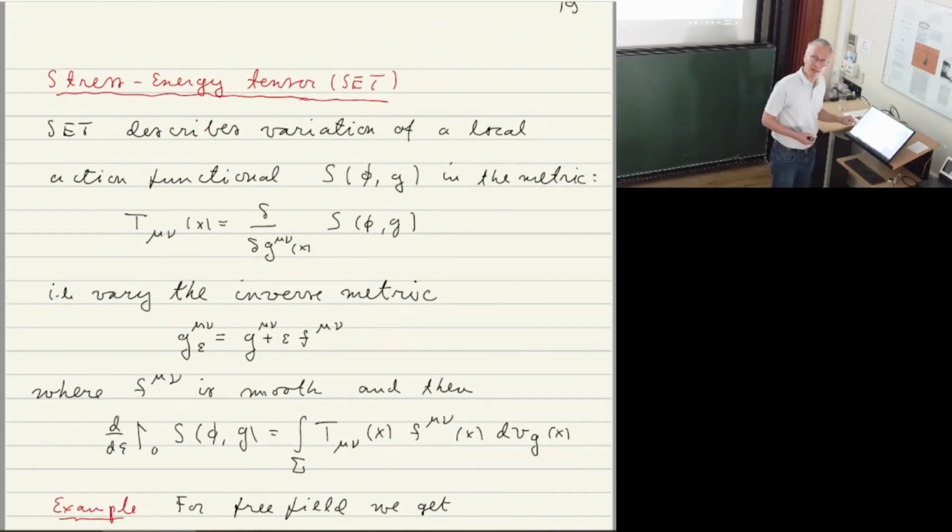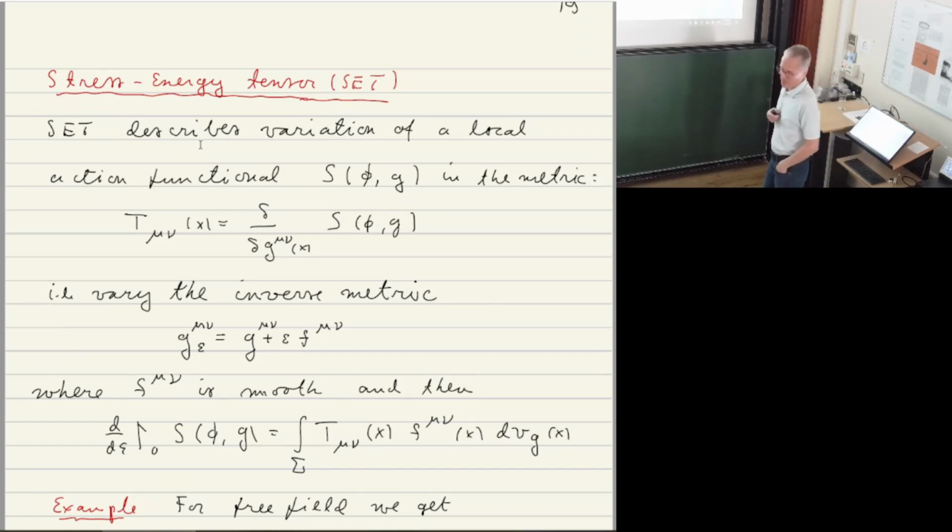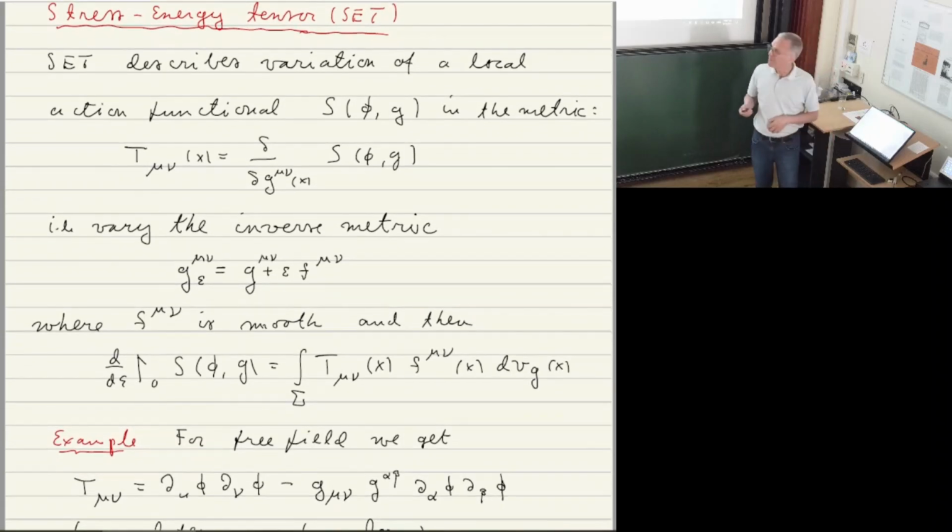Okay, that's the last topic I want to describe. This is sort of the end of the 60 minutes. Yeah, that was a Freudian slip. Stress energy tensor. Let's look at the following. The stress energy tensor is a classical object also.